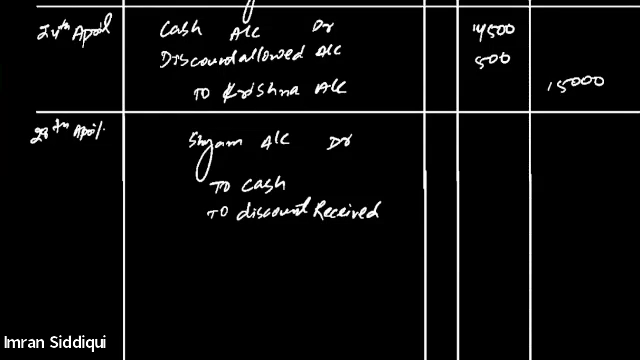So the total amount should be 21,500. Sorry, 21,500 will be credited. 1,000 will be credited, to 22,500. Am I clear? Is this point clear, everyone?